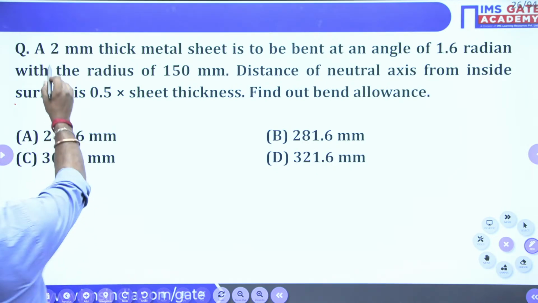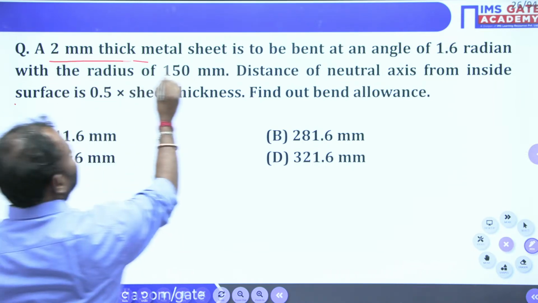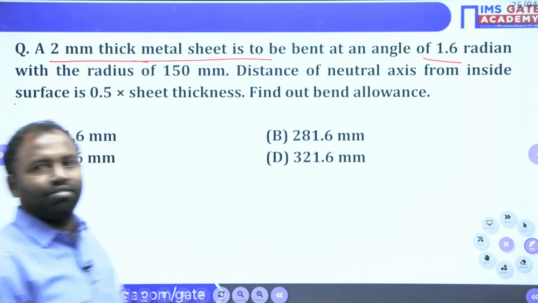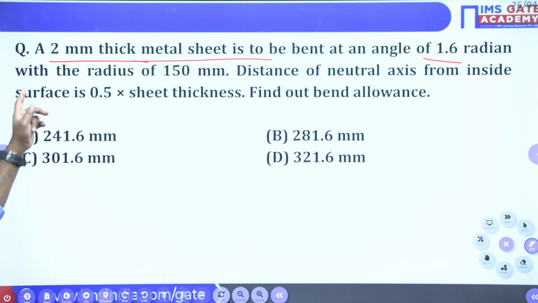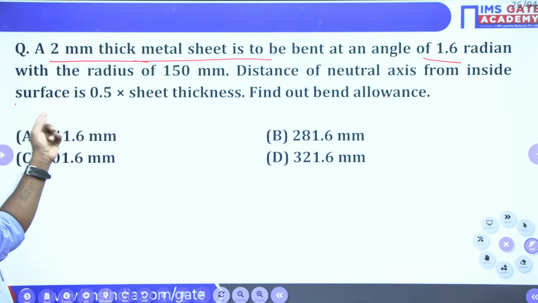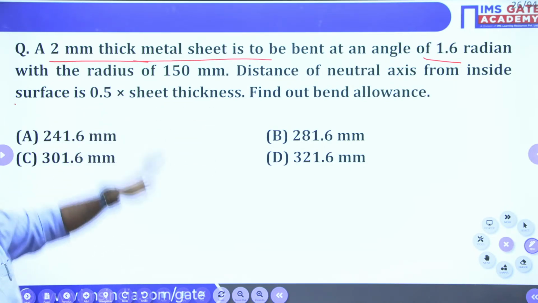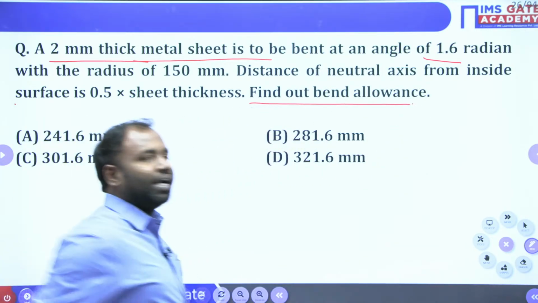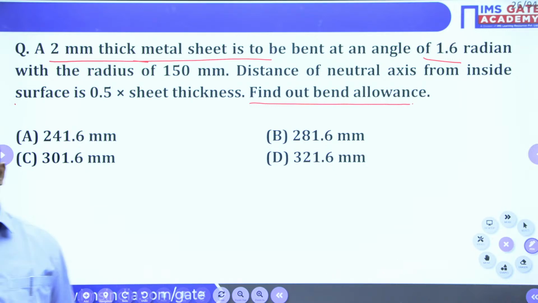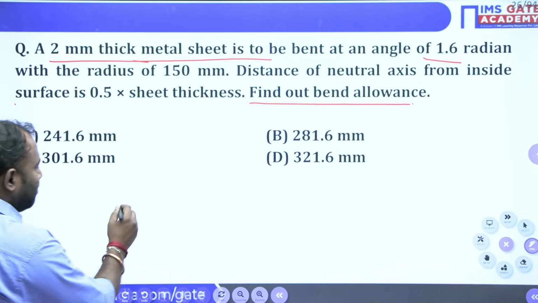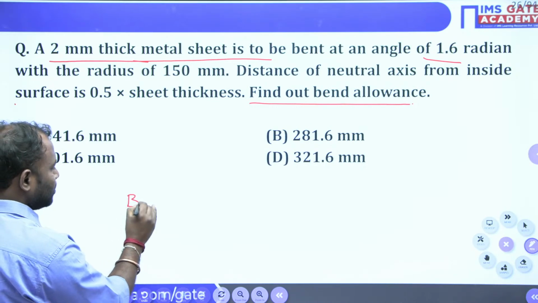A 2 mm thick metal sheet is to be bent at an angle of 1.6 radians with a radius of 150 mm. Distance of neutral axis from inside surface is 0.5 of the thickness. What we have to find? Bending allowance. So now bending allowance.